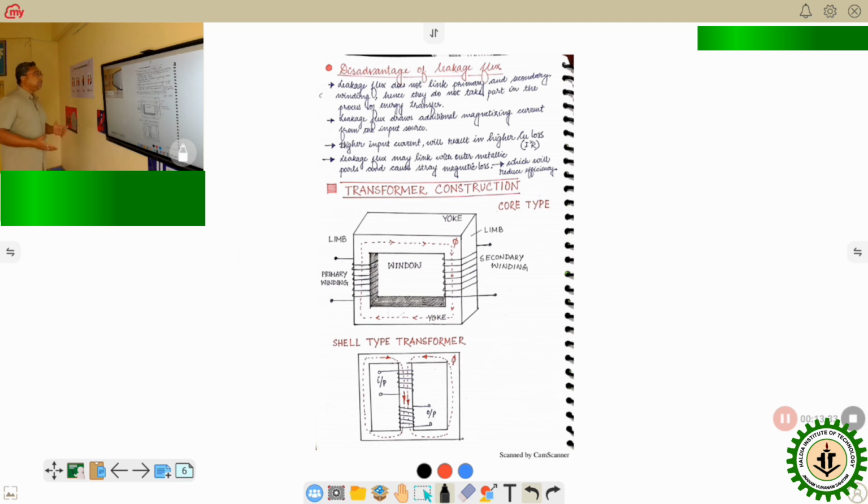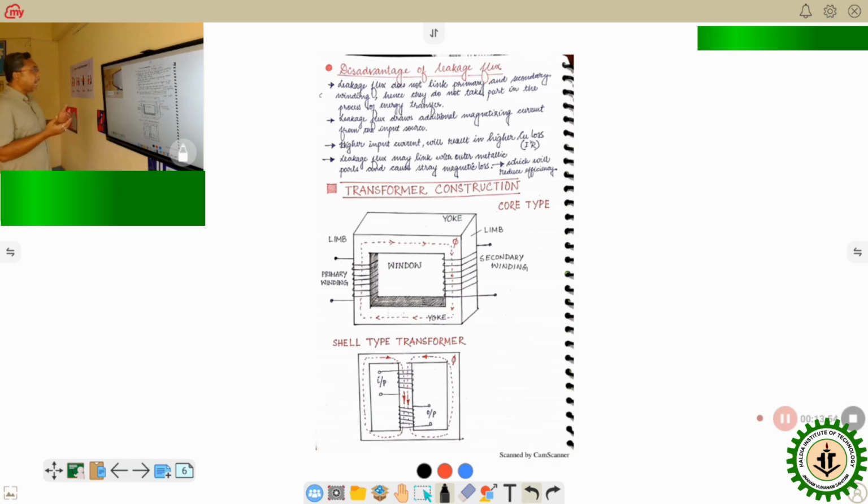Now, what are the disadvantages? So, is this leakage flux an advantage or a disadvantage? There are many disadvantages of this leakage flux, and I have pointed out a few of them. Leakage flux does not link the primary and the secondary winding. Hence, it does not take part in the process of energy transfer.